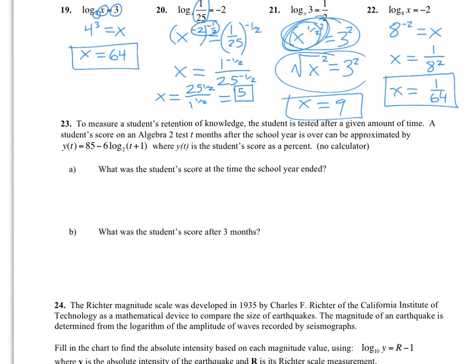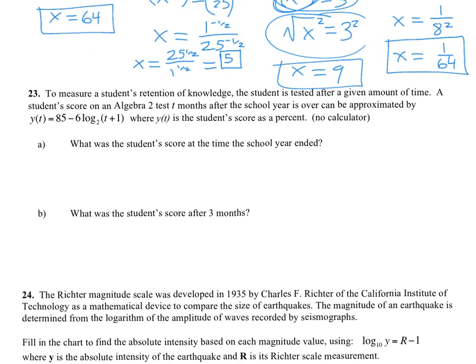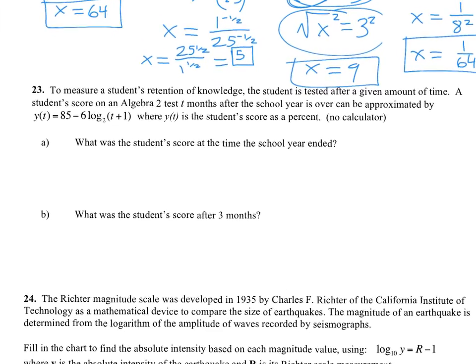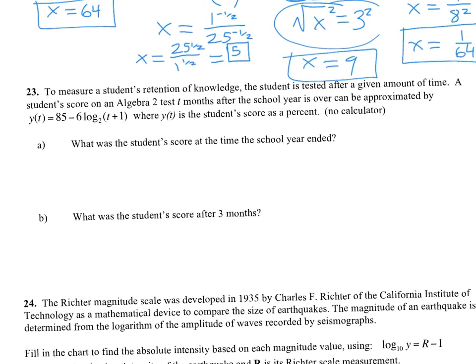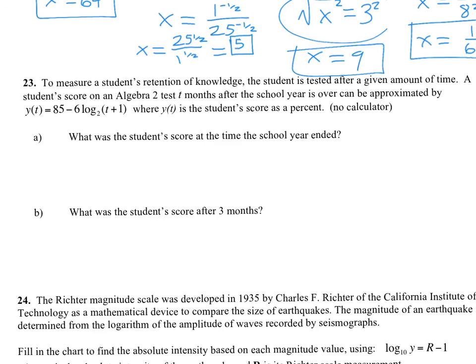Alright, and then finally we have 2 word problems to finish it off. Okay, so for 23, we have an equation. It represents what someone would score on an Algebra 2 test T months after the school year. So once the school year gets out, you probably forget what you learned, so you won't do as well as you would right when you took the test for the first time.